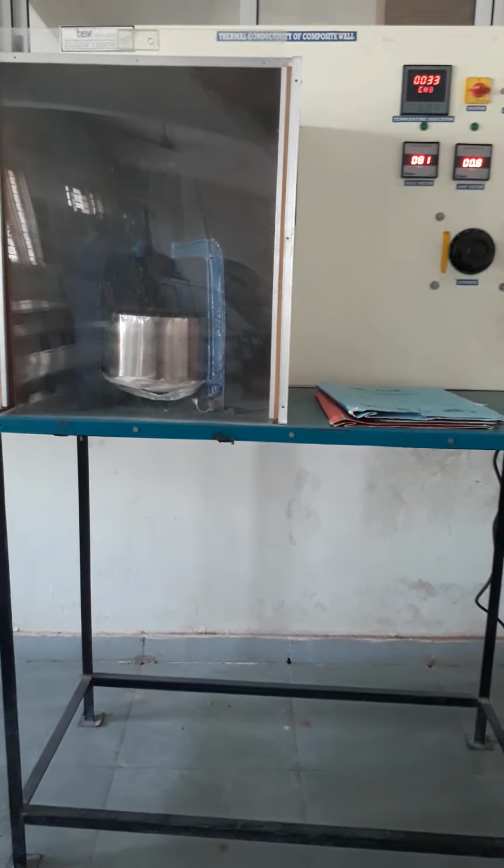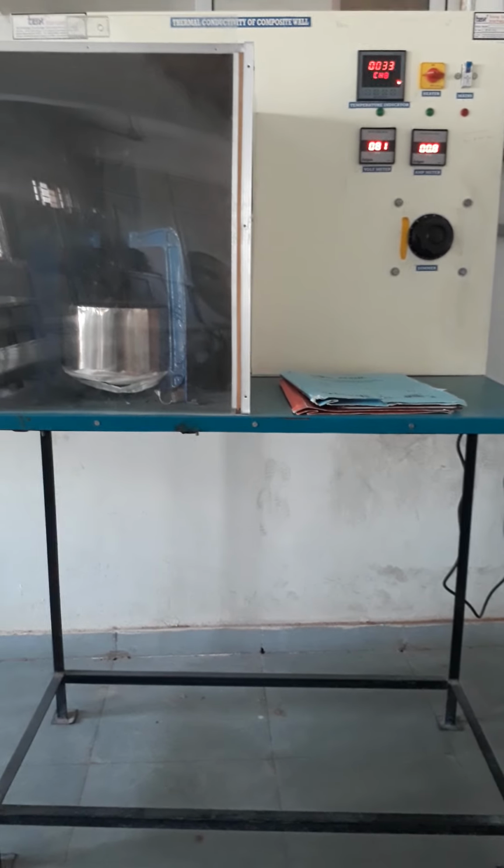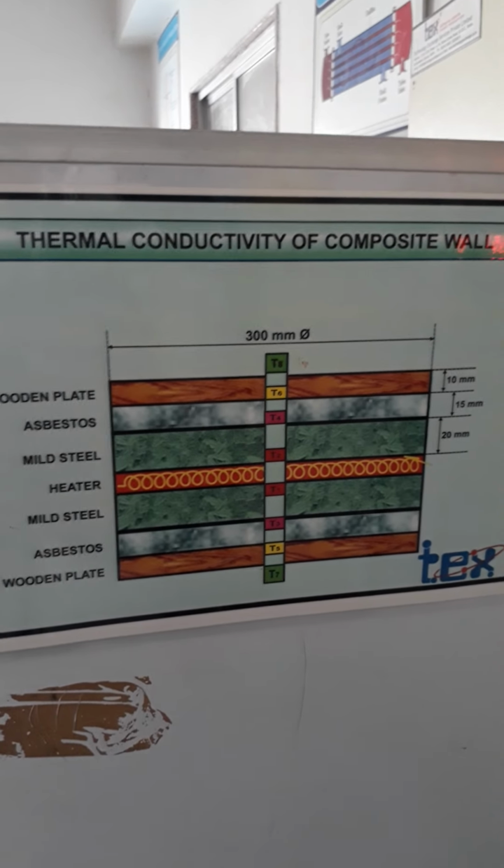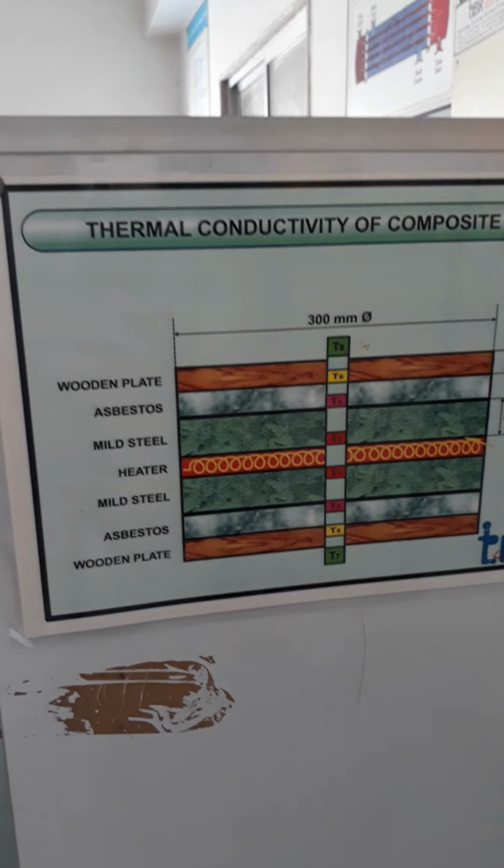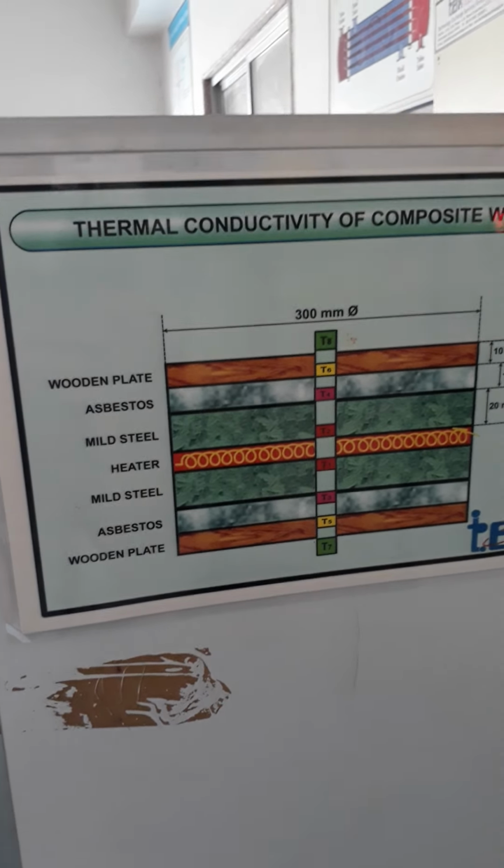What is the description? How does the apparatus work? The apparatus consists of a central heater sandwiched between two mica sheets. For this experiment we use this apparatus, and this is the structure of our composite wall, made of wooden plate, asbestos and mild steel. Here in the center you can see the heater, and the diameter as well as the thickness of the different plates are given here.